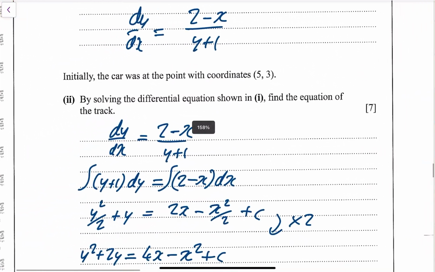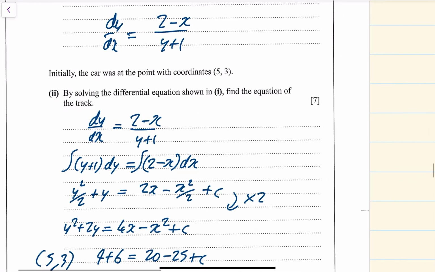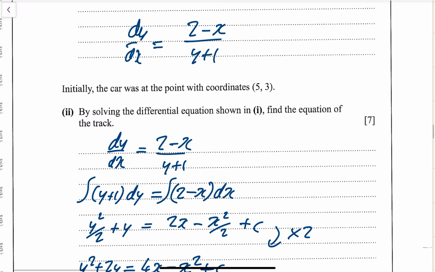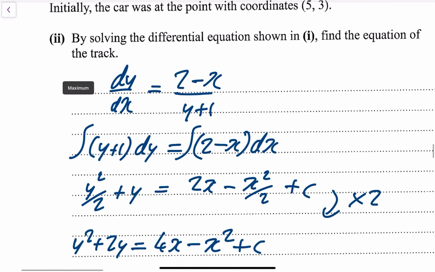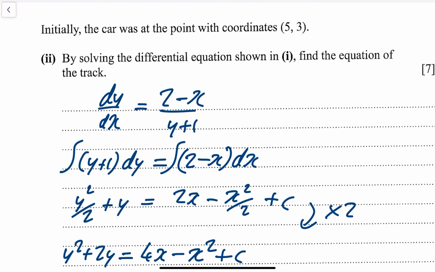Now, the next part of the question says, initially the car was at a point with a coordinate 5, 3. By solving the differential equation, find the equation of the track. So the differential equation we were given was dy by dx is equal to 2 minus x over y plus 1. A bit of cross multiplying. The integral then of y plus 1 integrated with respect to y equals the integral of 2 minus x integrated with respect to x. Integrate everything.